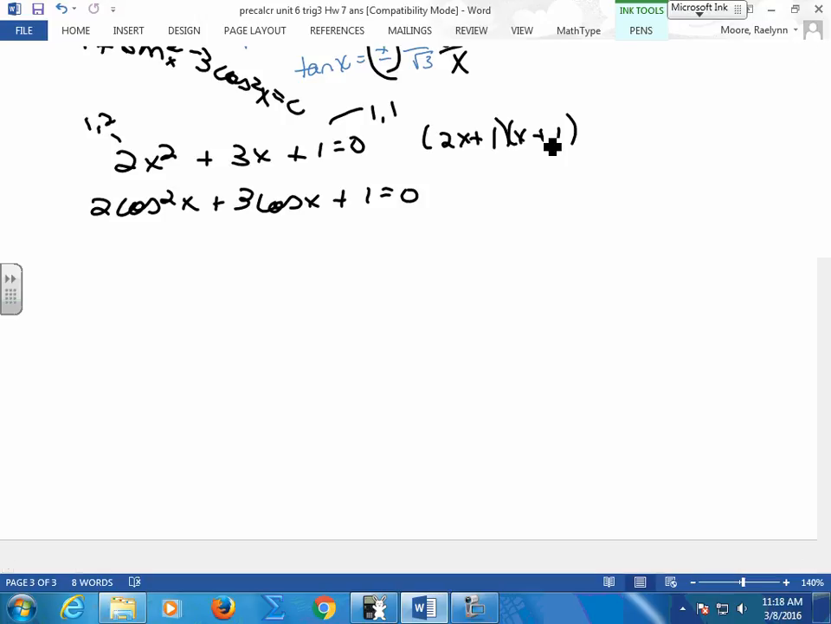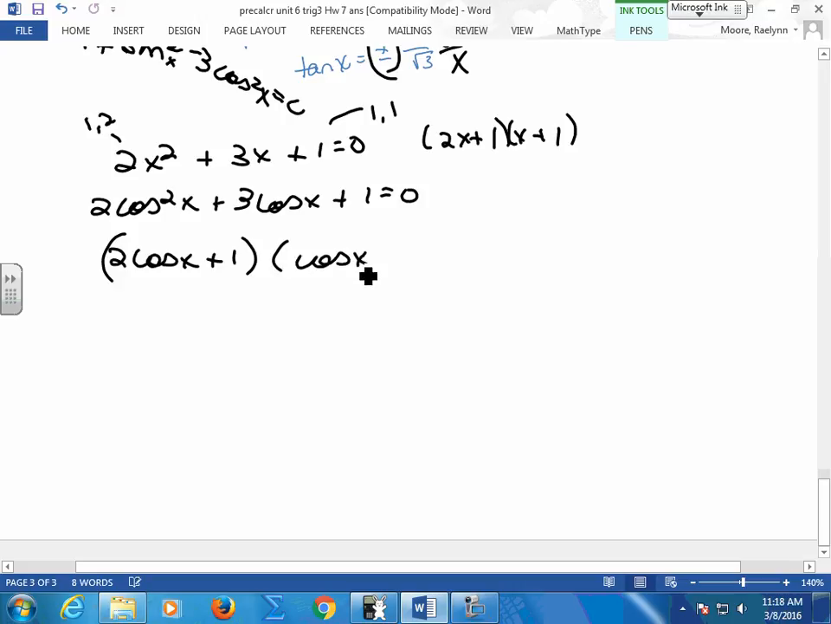So here's my factors. 2 cosine x plus 1. I'm going to put the cosine back in there. And cosine x plus 1. Make sure before you do this that you make sure that it works. Multiply this last one, because that's usually the one kids miss, and this will give you a 2 cosine. This will give you a 1 cosine. There's your 3 cosine, your middle. Just eyeball it and make sure your factors work.